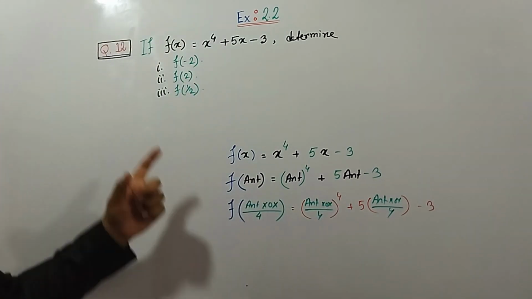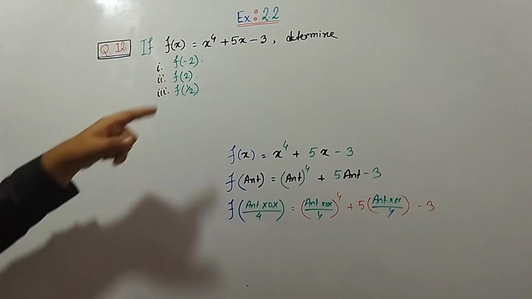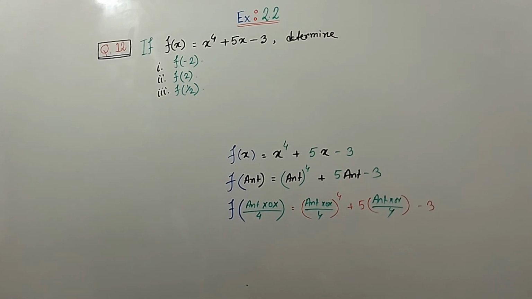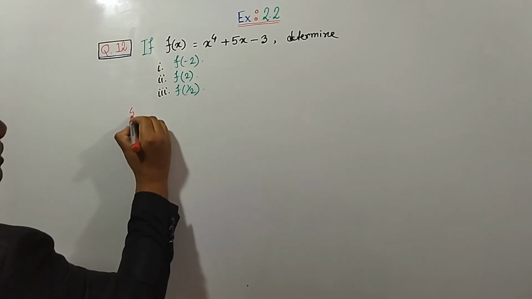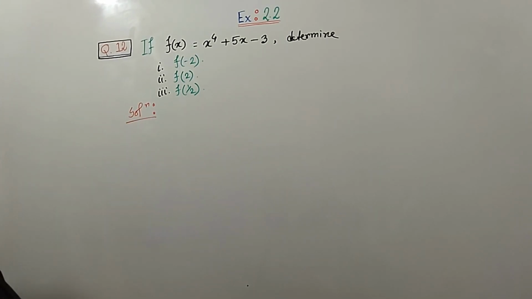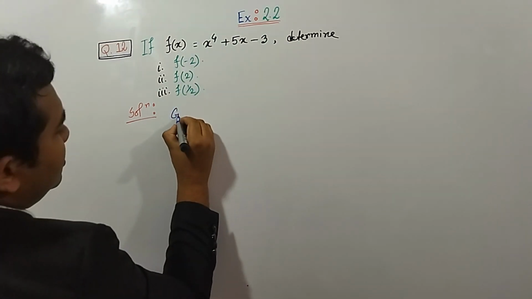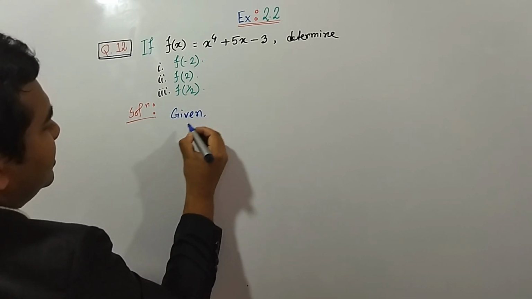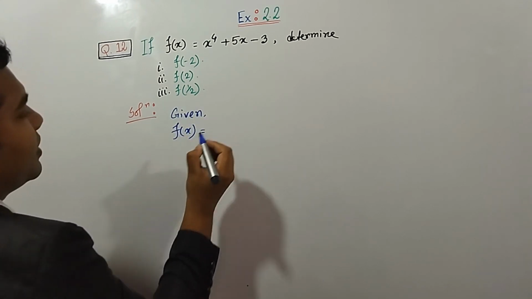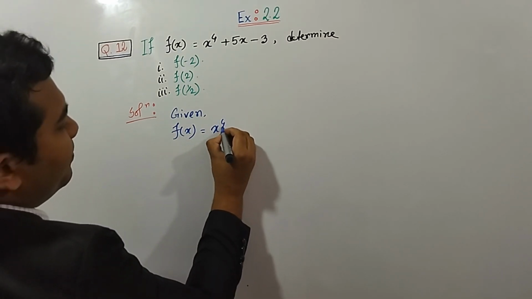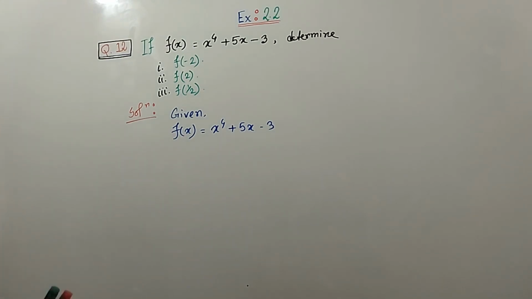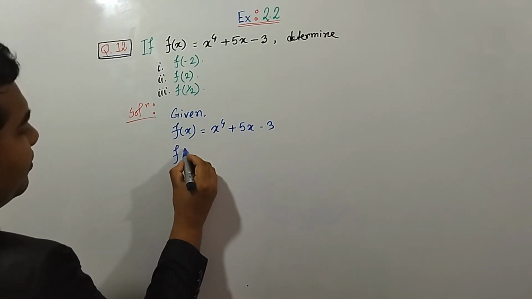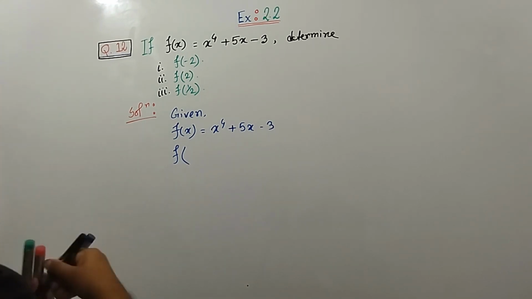If yes, then we are trying to focus on f of minus 2, f of 2 and obviously f of half. So now how can we go for the solution of this math? The solution. What is actually given here? Here is given f of x. So write down the given fact. Given f of x is x to the power 4 plus 5x minus 3, and we need to find f of minus 2 first.